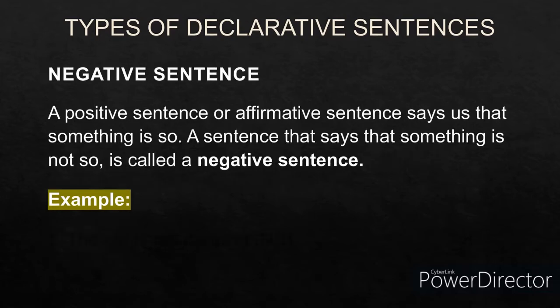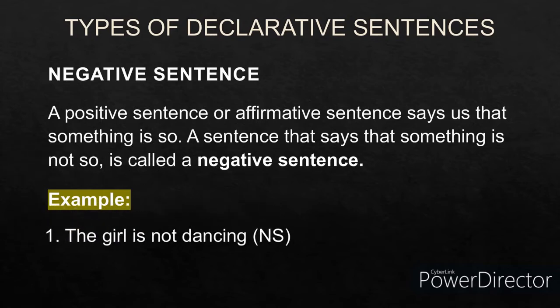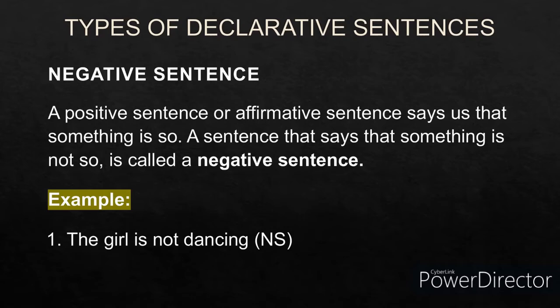Now, what is a negative statement? A negative statement sentence will always contain no or not. For example, the girl is not dancing, or the girl is not going to the market. So there's a word not in that. So these are negative sentences.